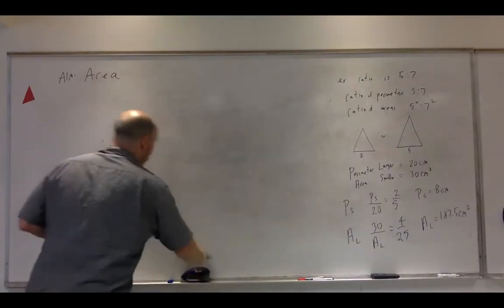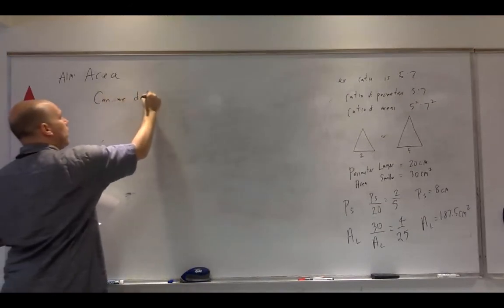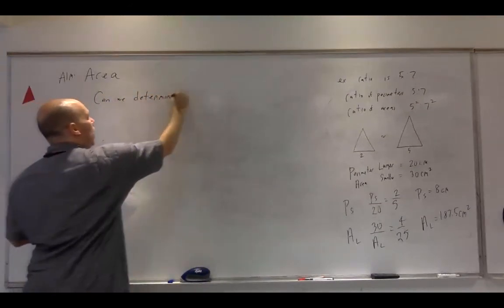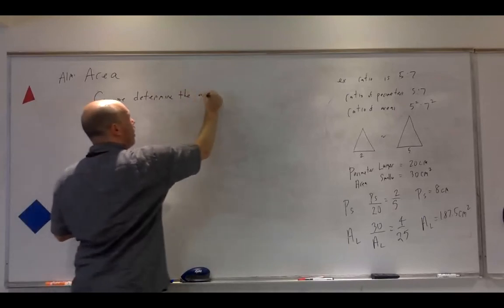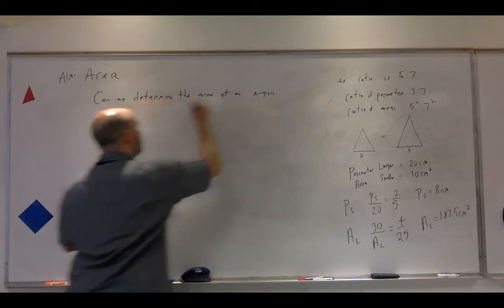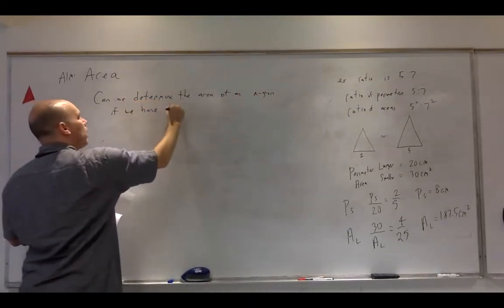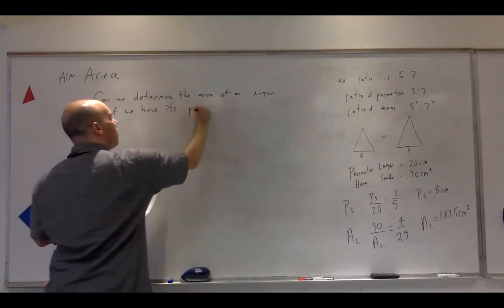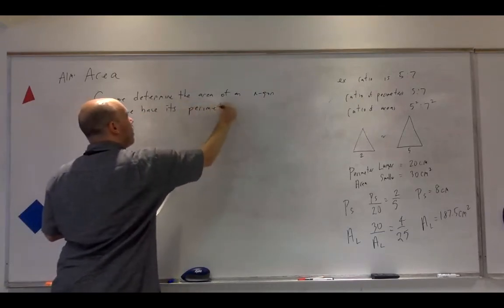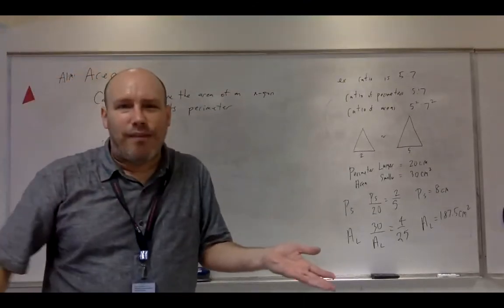This is kind of interesting. You'll like this. So can we determine the area of an n-gon if we have its perimeter? And the answer, because generally you can't.